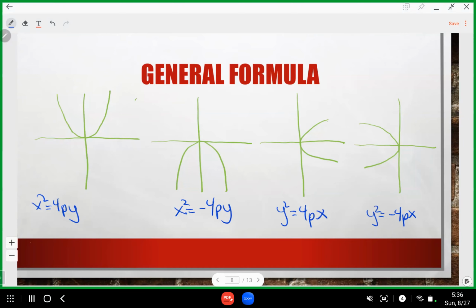And of course, the vertex in all of these is 0, 0. We haven't done any modifications to the x and y yet. It's just y squared and it's just x squared. We haven't done any modifications whatsoever. And modifications are what we're going to talk about today. Modifications to these parabolas.